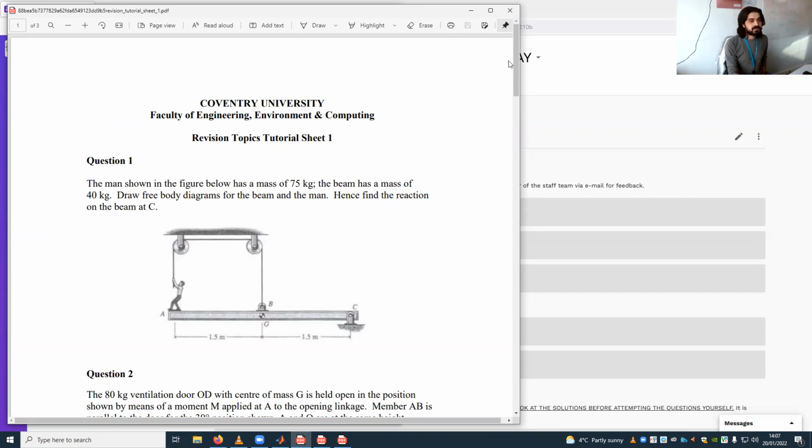We need to draw the free body diagram for the beam and the man under these conditions, and find the reaction forces. Now, I will draw this on my digital paper, so you can take your time to draw your own as well. So this is question 1, revision tutorial.